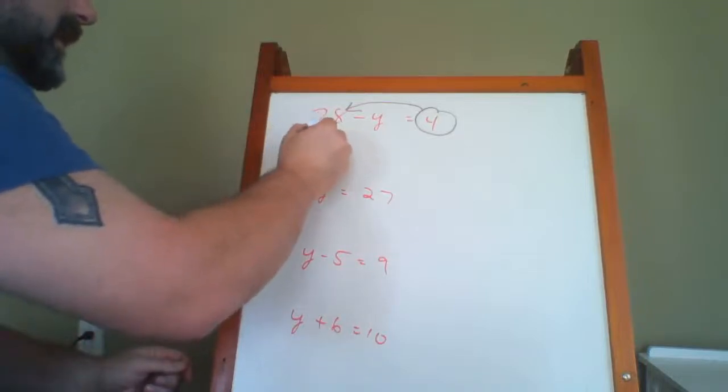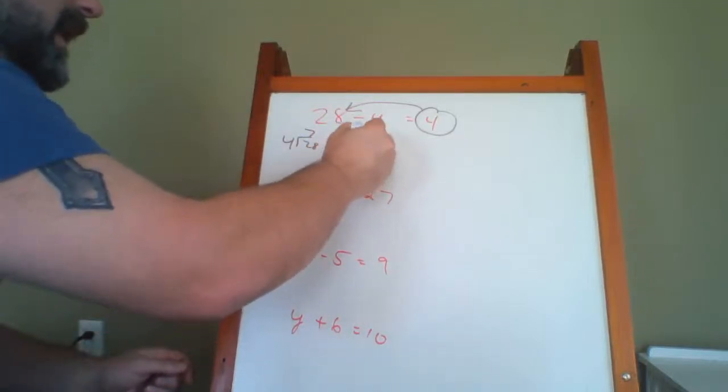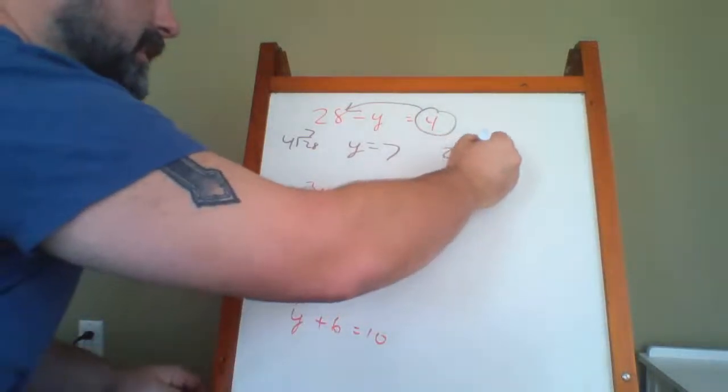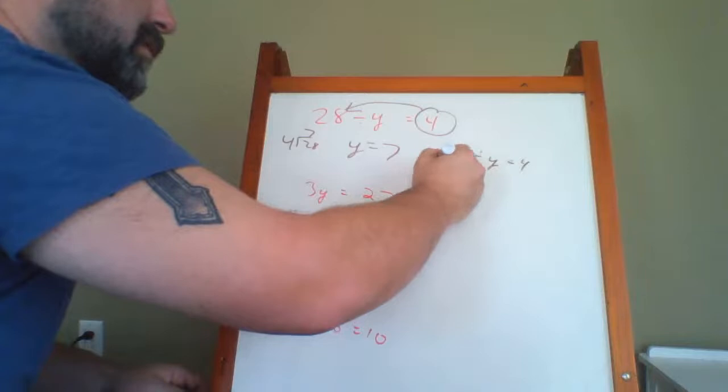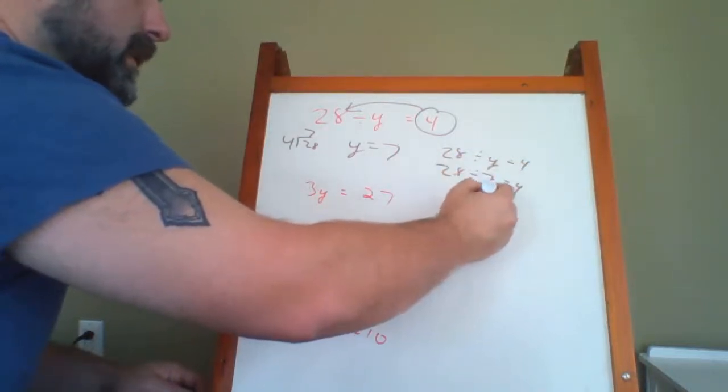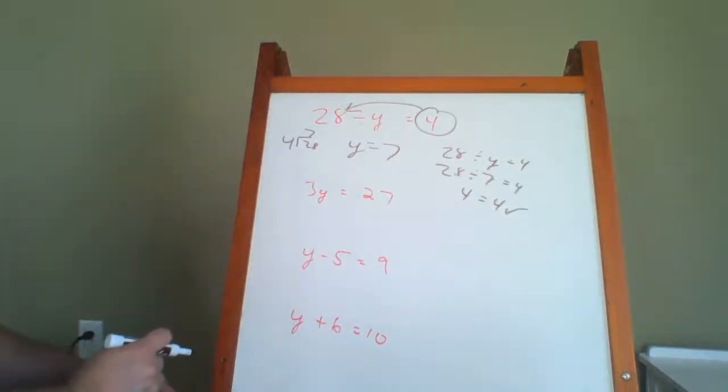All right, so now that we know if we divide 4 into 28 it goes 7 times, then we know that y equals 7. If we go ahead and check now, 28 divided by y equals 4, but 28 divided by 7 equals 4. 7 does go into 28 4 times, 4 equals 4, it checks.